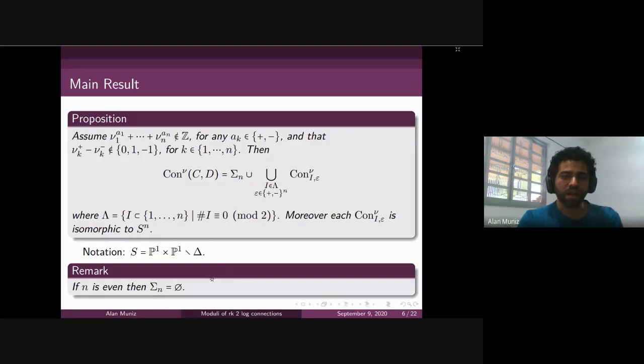But I would like to point out that if the number of poles is even, this space is empty. Later, I will try to explain what this thing is and why it's empty when the number of poles is even.